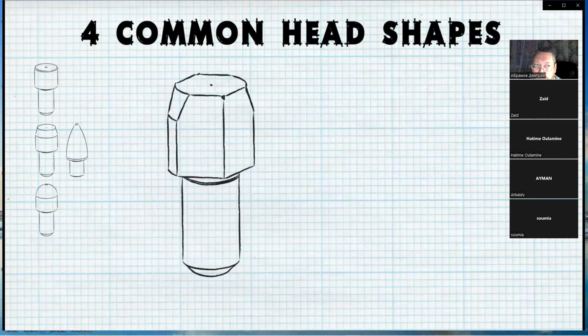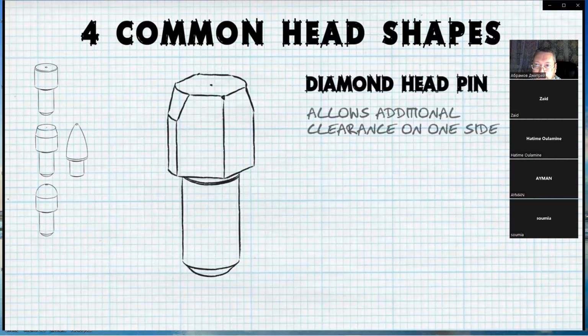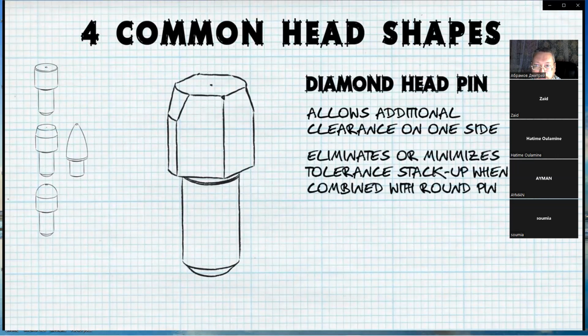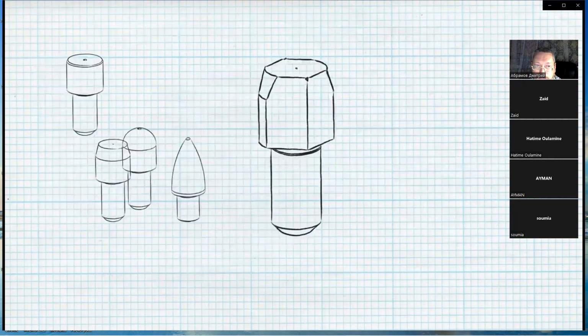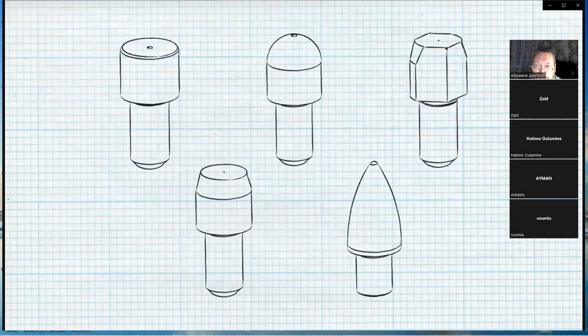Finally, locating pins with a diamond head shape allow for additional clearance on one side compared to a round pin. This is useful in eliminating or minimizing tolerance stacking, especially when combined with a round pin for radial or concentric locating applications. A key component in industrial automation, locating pins are a great tool when designing a jig or fixture.